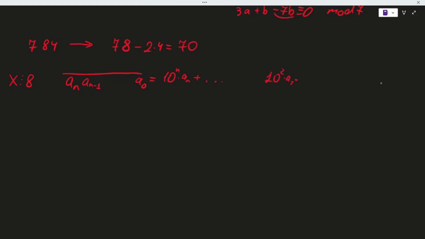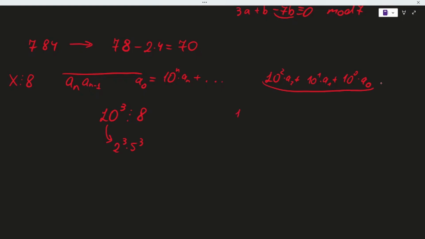10 squared times a2 plus 10 to the power of 1 times a1 plus 10 to the power of 0 times a0. In this case, all terms which have at least 3 powers of 10 are divisible by 8 because 10 to the power of 3 can be expressed as 2 cubed times 5 cubed. And clearly 2 cubed is divisible by 8. So we just need to look at only the number made up by the last 3 digits. And clearly the same idea will work for x equals 16 because this is also a power of 2. But we will do this later.